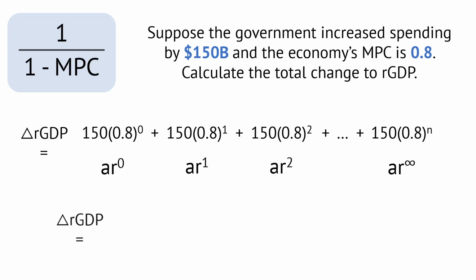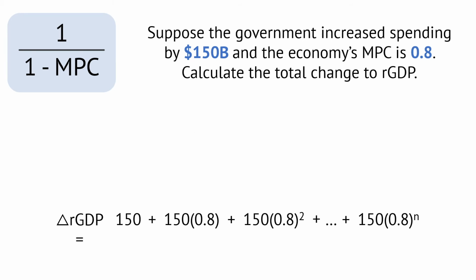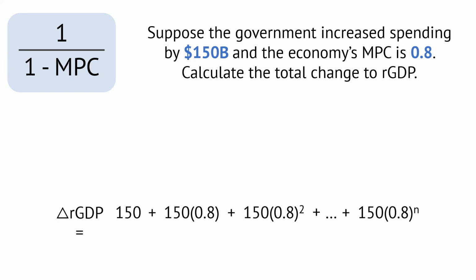Now once again, we can rewrite this. We know that 150 times 0.8 to the 0th power, well, anything raised to the 0 power is just 1, so that's going to be 150, plus 150 times 0.8, plus 150 times 0.8 squared, all the way out to the nth power. And so now that we have this all written, we have the sum of that series. But again, we don't want to add this up. We want to be able to simplify it a bit more.